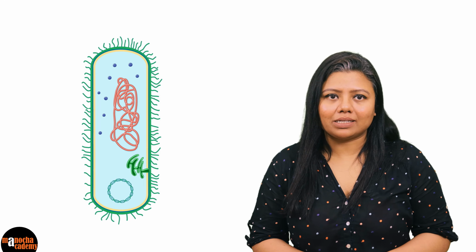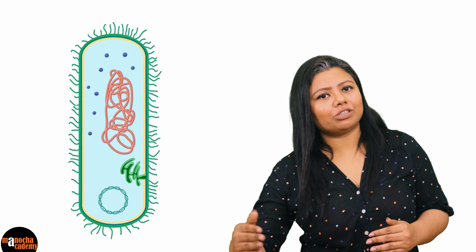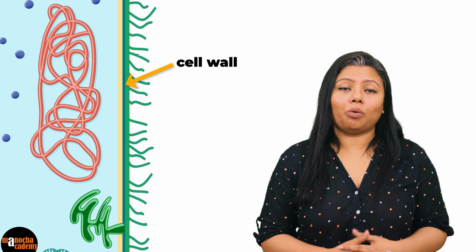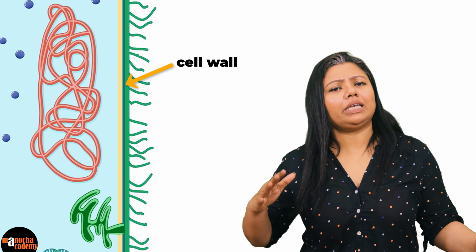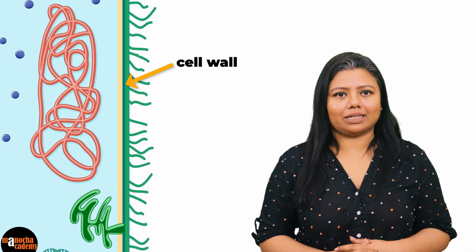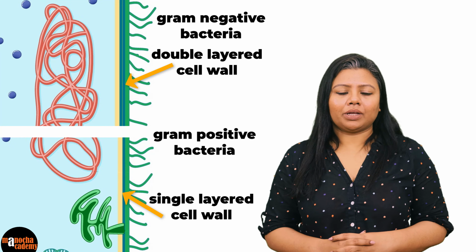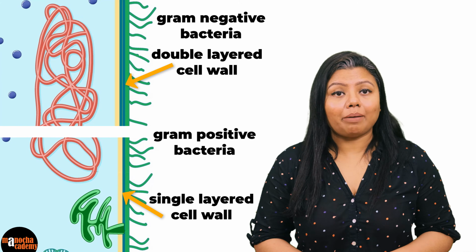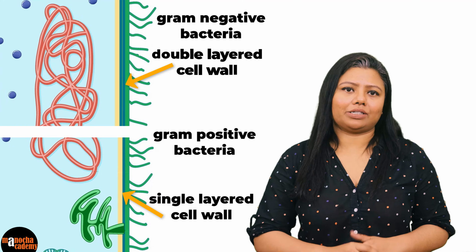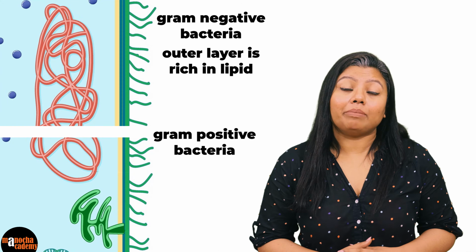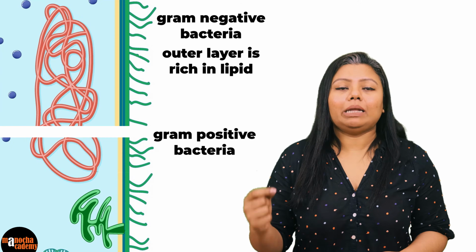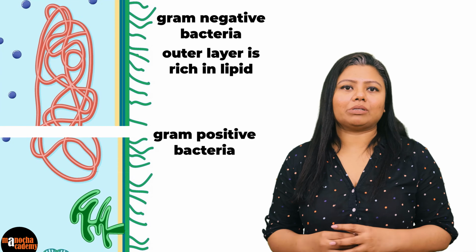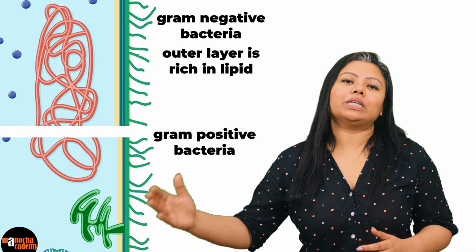The next layer that is present inside the glycocalyx and outside the cell membrane is the cell wall. Now plant cells also have their cell wall, but such a cell wall is chemically extremely different from the cell wall of bacterial cells. In case of a bacterial cell, the gram-positive bacteria contains a single-layered cell wall, whereas the gram-negative bacteria contains double-layered cell wall. The outer layer in gram-negative bacteria is rich in lipid, and that is the reason why when we wash it with acetone after gram staining, the lipid washes away along with the stain.